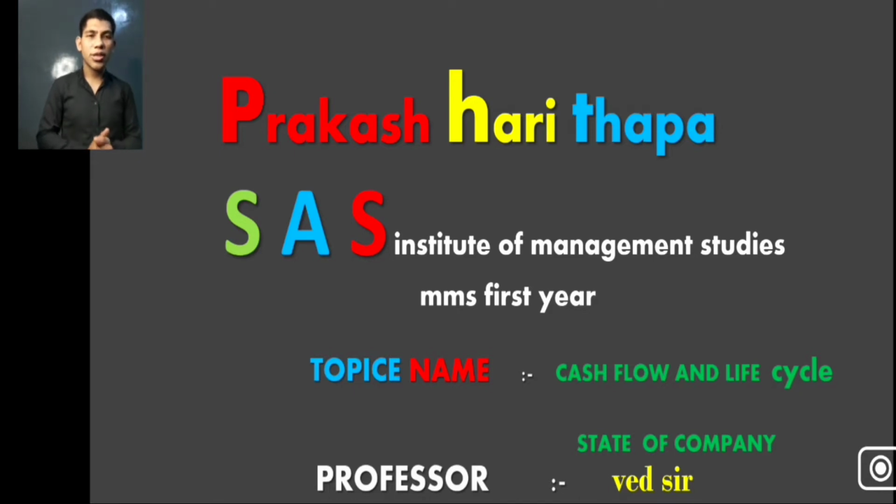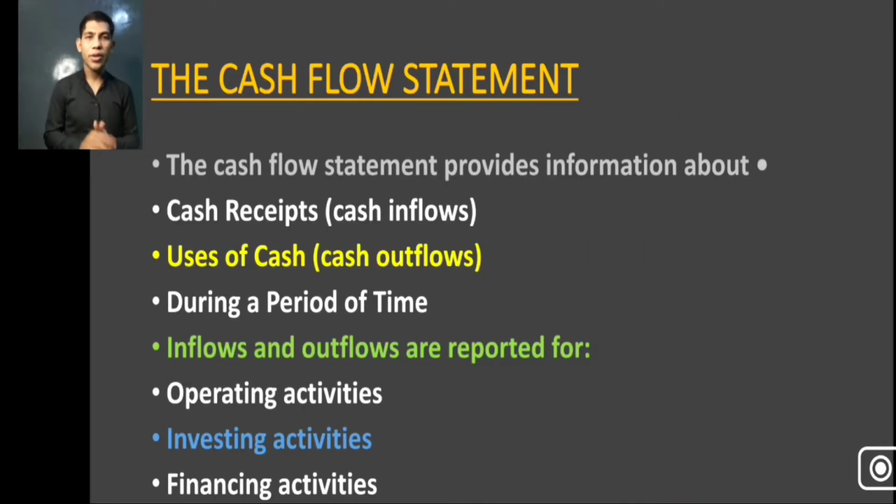Today the topic of my presentation is cash flow and the life cycle of the company, a subject in financial management. The cash flow statement provides information about cash receipts, or cash inflow, and the use of cash, or cash outflow, during a period of time. Inflow and outflow are reported for operating activity, investing activity, and financing activity.